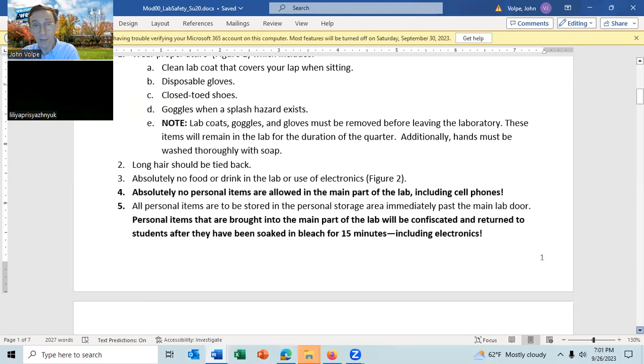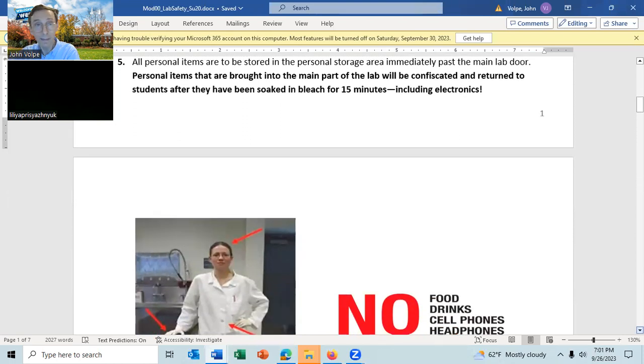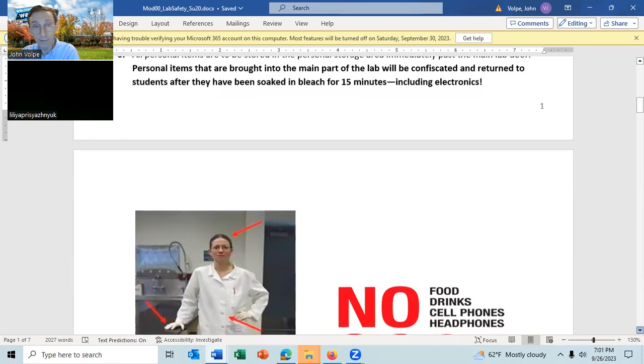Anything that's brought into the lab will be confiscated, and you will not get it back until it's been soaked in disinfectant for 15 minutes or put into the autoclave.